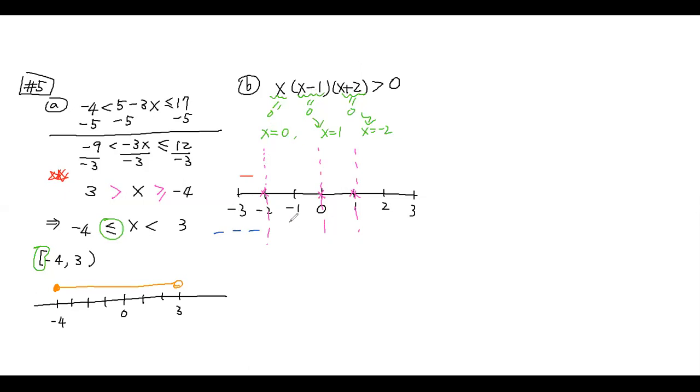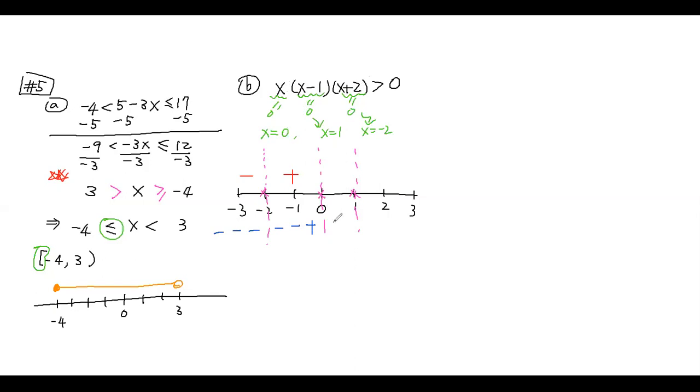Okay, now let's take a look at another one. This interval is between -2 and 0, so you choose any number. Let's choose -1 here. If I choose -1, x is negative. -1 minus 1 is negative. -1 plus 2 is a positive. So negative, negative, positive. What do you have here? You have a positive.